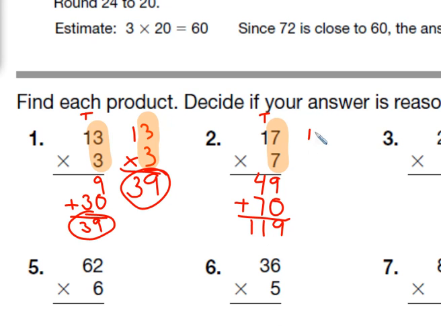If we do it the other way, and again, whichever way works best for you, go ahead and use that strategy. But we start out the same way. 7 times 7 is 49. So we put the 9, but with this strategy we carry the 4. Okay. Then we multiply ones to tens. 7 times 1 is 7, plus 4 is 11. 119. We got the same answer.